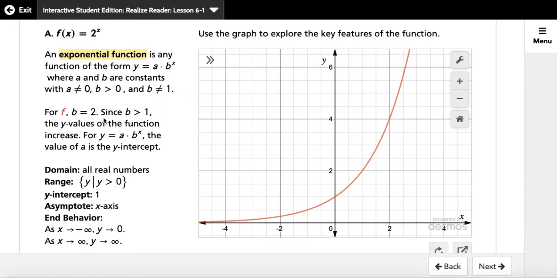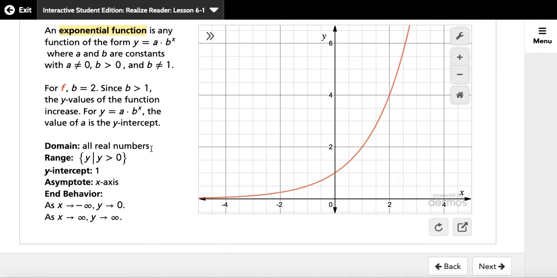For f, b equals 2, and since b is greater than 1, the y values of the function increase. So if b, which is just like here it's 2, is greater than 1, it's a growth function. It looks like this. The domain will be all real numbers. The range is all values greater than 0. The y-intercept will be 1. It has an asymptote at the x-axis. And end behavior: as x approaches negative infinity, the function approaches 0. As x approaches positive infinity, y approaches infinity.